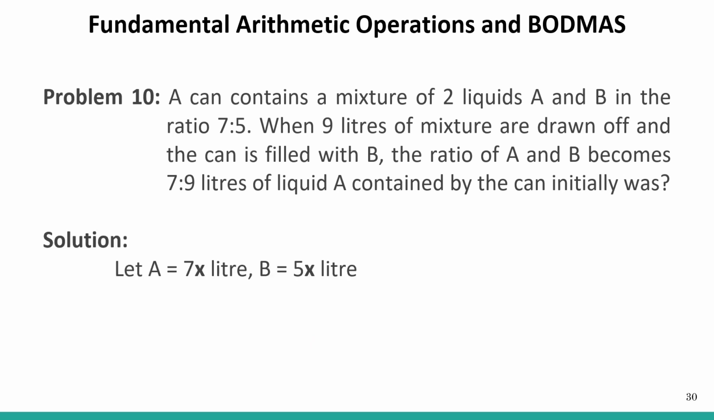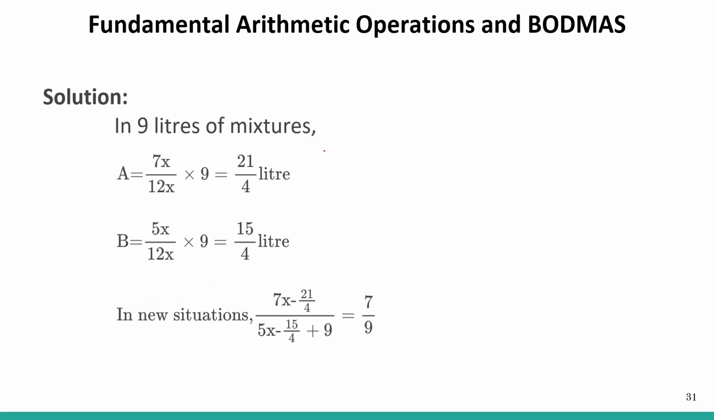So let's see the answer. Let's say A is equal to 7x liters and B is equal to 5x liters. This is the assumption here. So in 9 liters of mixture, A is equal to 7x by 12x into 9, that is 21 by 4 liters. And B is equal to 5x by 12x into 9, that is 15 by 4 liters. So in the new situation, (7x minus 21 by 4) divided by (5x minus 15 by 4 plus 9) is equal to 7 by 9. This is what is given to us.